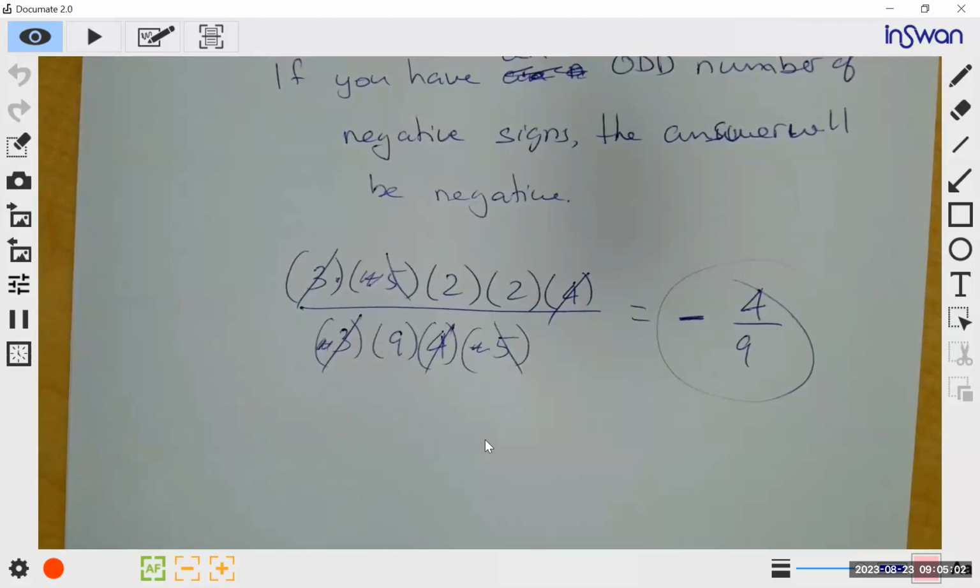When we talked about the properties, we always talked about properties with addition and multiplication. What about subtraction and division? Do the properties, the commutative, associative, distributive, work for subtraction and division? No, actually, no.